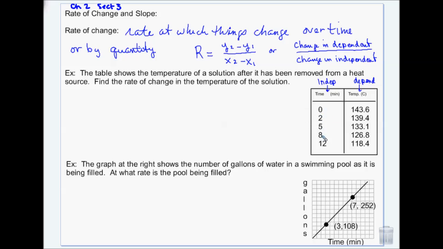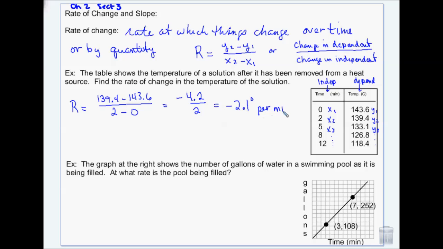So these are going to be my x's, so I can call this x1, x2, x3, etc. And these will be y's, y1, y2, y3, etc. So for the rate of change, I'm going to take y2 minus y1 and put that over x2 minus x1. So it's going to give me negative 4.2 over 2, which is negative 2.1 degrees per minute. So what that means is the temperature will decrease 2.1 degrees per minute.